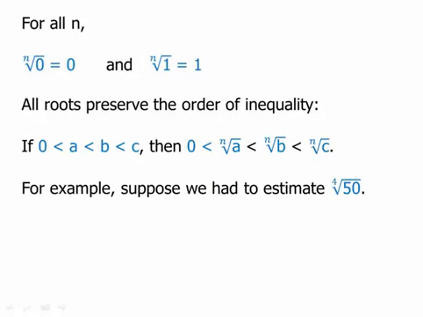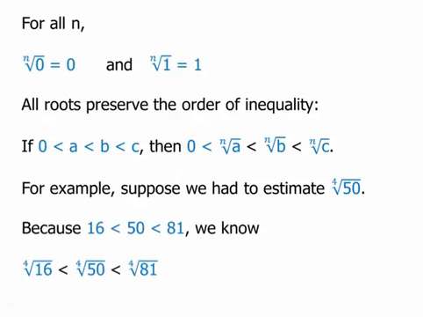For example, suppose we had to estimate the 4th root of 50. Well, we'd want to locate it between two 4th powers. 2 to the 4th, we know, is 16. 3 to the 4th is 81. So, because 50 is between 16 and 81, we can take the 4th root of all of those, and we see that the 4th root of 50 would have to be a decimal somewhere between 2 and 3.